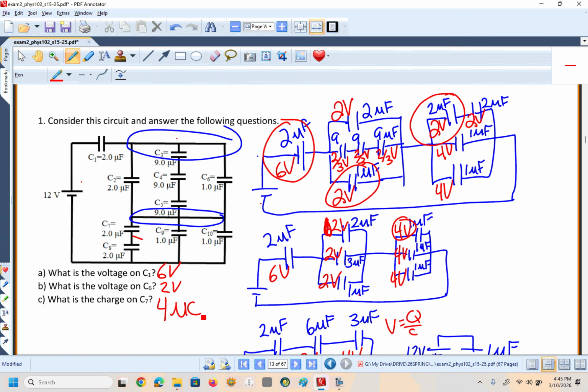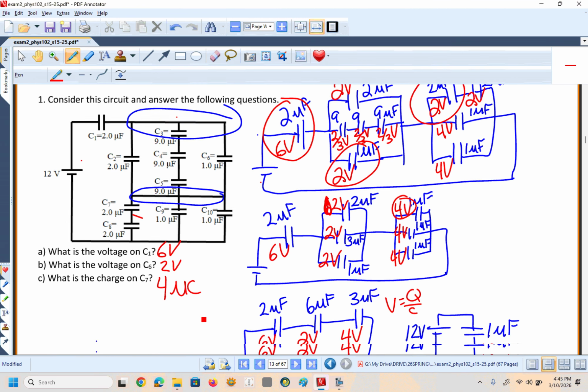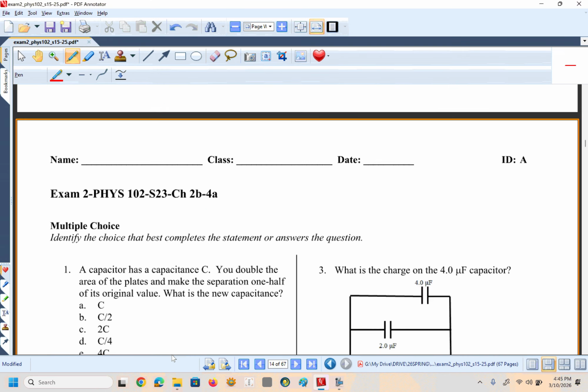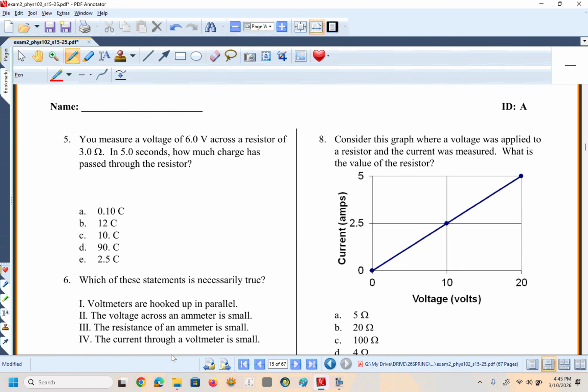Yeah, Leah? In the multiple choice? Okay.